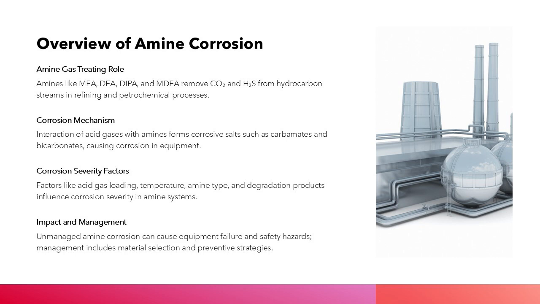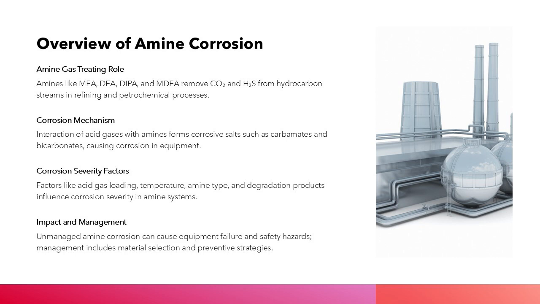These systems are critical in oil and gas refining, natural gas processing, and petrochemical operations. Corrosion in these environments is primarily driven by the interaction of acid gases with amines, forming corrosive salts like carbamates and bicarbonates. The severity of corrosion depends on several factors, including acid gas loading, operating temperature, amine type, and the presence of degradation products. If not properly managed, amine corrosion can lead to equipment failure, costly downtime, and safety hazards.